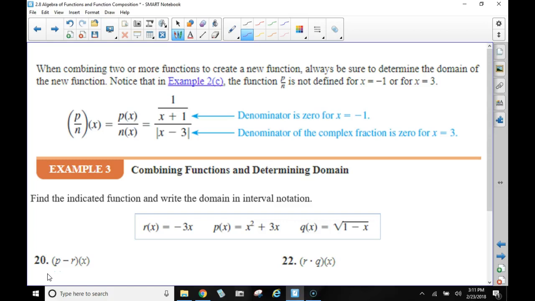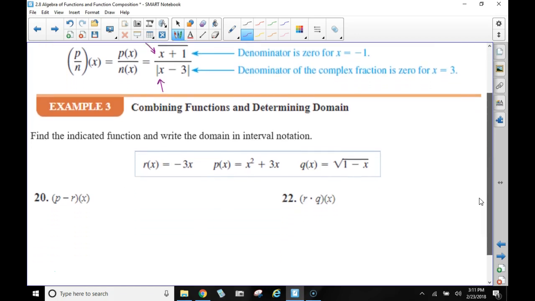So next it says, when combining two or more functions to create a new function, always be sure to determine the domain of the new function. It says, notice that this is actually example 2C from the book. The function p divided by n is not defined for x equals -1, right? Because that would give you 0 in the denominator of that fraction, or also 3, because that would give you 0 in the denominator of that fraction. So we do need to consider domain.